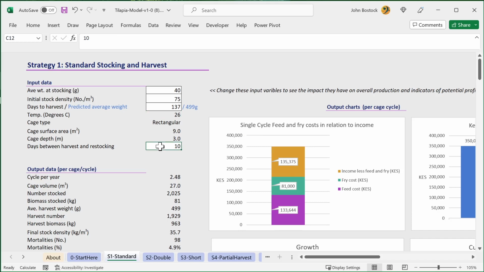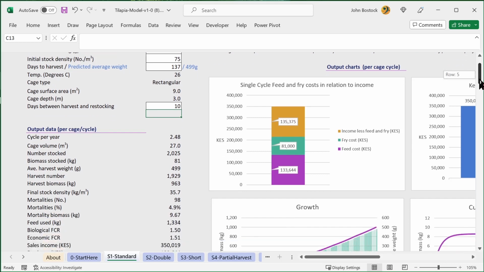The final data element that you can adjust on this page is the days between harvesting and restocking. The spreadsheet firstly gives you information about a single culture cycle in a cage, but then also extrapolates that to an annual estimate, assuming that you keep repeating the same pattern with just a break for cage maintenance, etc. For instance, with a cycle length of 137 days and 10 days for maintenance, you could run 2.5 cycles per year. That's 365 divided by 137 plus 10, which equals 2.6 in each cage.